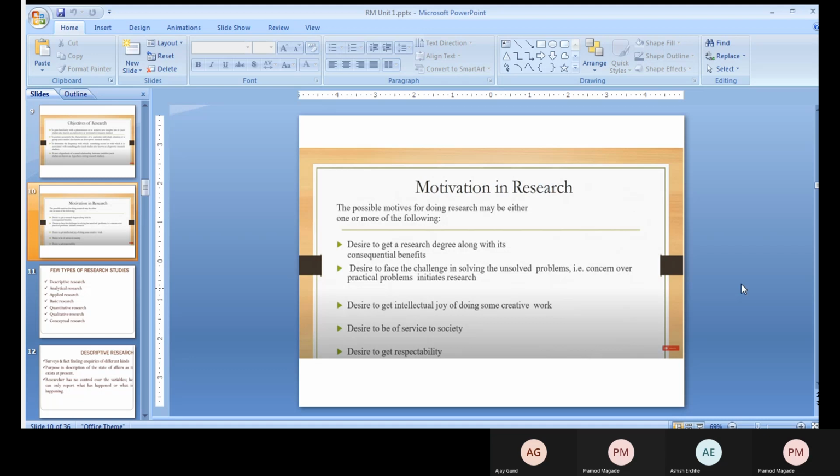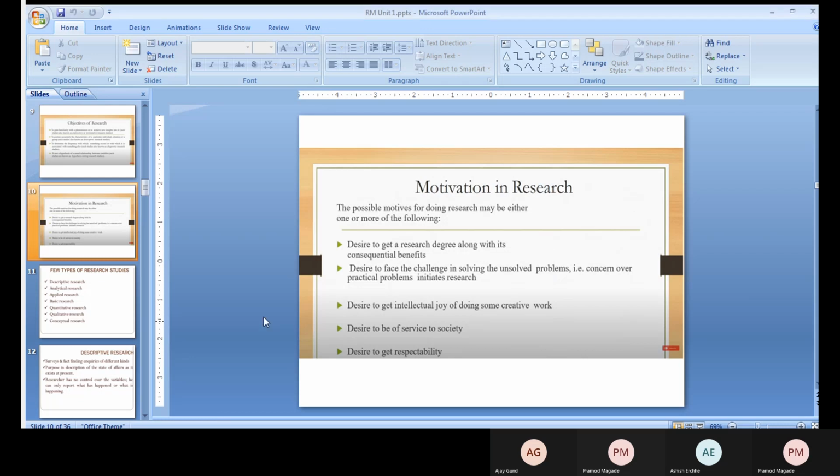So such kind of desirable things are there in our mind. This is of the same nature in the case of research also. Are you getting it? Have you understood this? Yes, sir. Okay, good. So now these are the basic things while doing research.